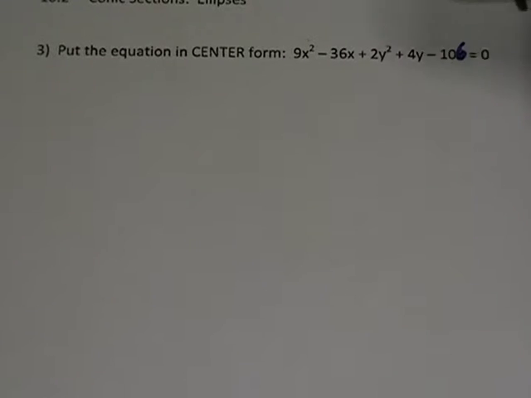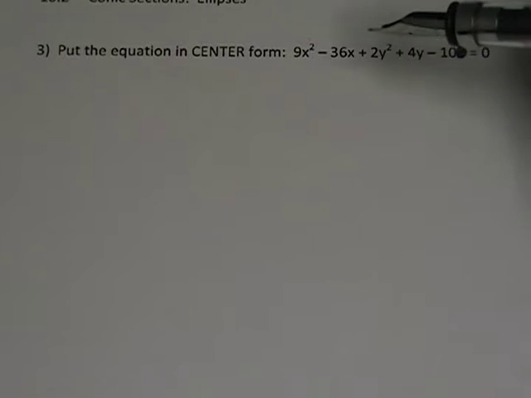So we've been asked to put this equation in center form, right? That's where you've got x minus h quantity squared over a squared and y minus k quantity squared over b squared. So we're going to go ahead and do that today. Our first step is we're going to segregate the x's and the y's, and we're going to complete the square on both variables.